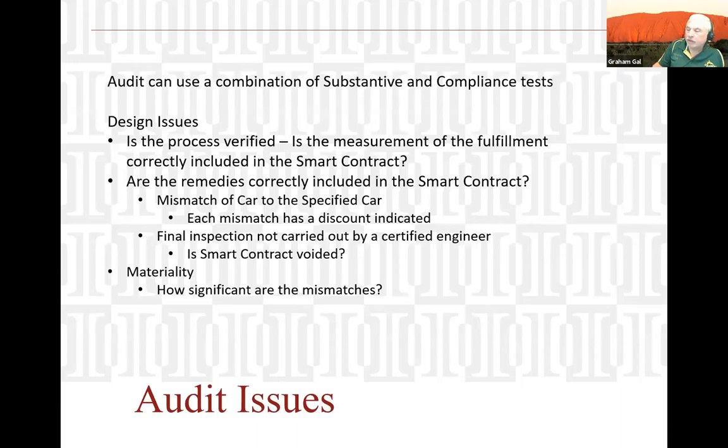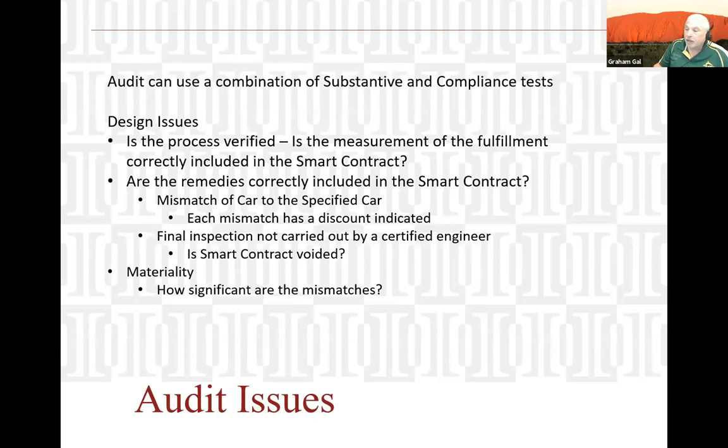Are the remedies, and this is important, this is what we call the unhappy path, correctly included in the smart contract? The mismatch of a car to a specified car. Each mismatch may have a discount indicated. Have I said if it doesn't come on Tuesday and it comes on Wednesday, what is the remedy? I can't add those later on, because once the contract says I've carried out my part, I've measured and completed that, I can't go back and say, wait a minute, maybe we should add this.